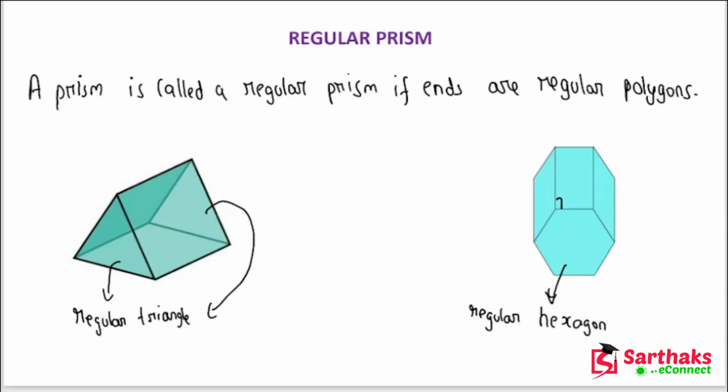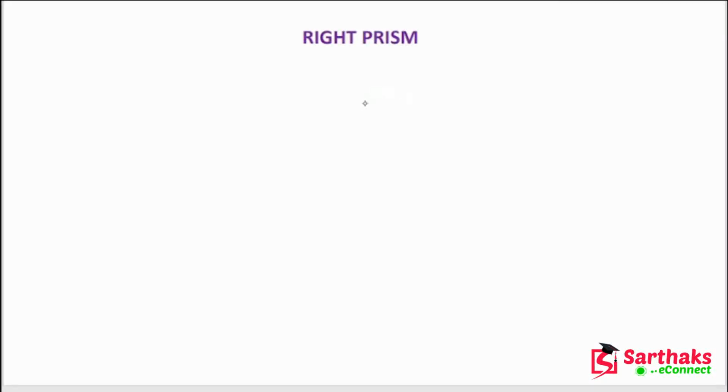Now let us talk about what is a right prism. We have already talked about it a bit when we saw some figures, as I told you in the starting of the lecture, that there is something called right and there is something called oblique, in which there is some angle between the lateral faces and the bases. So let us formally define it. What do we mean by a right prism?